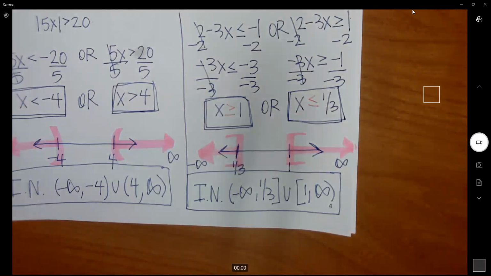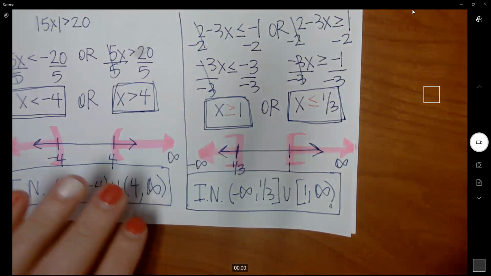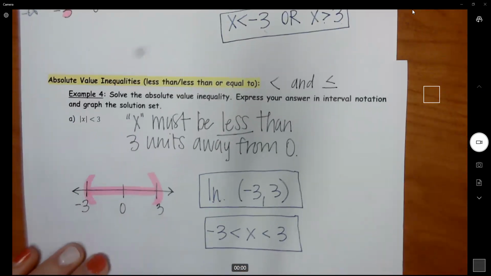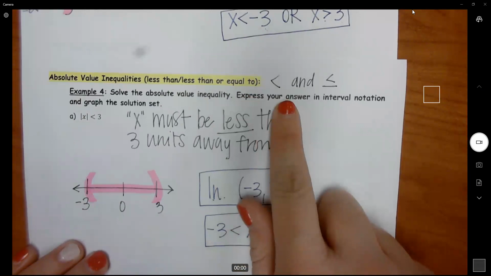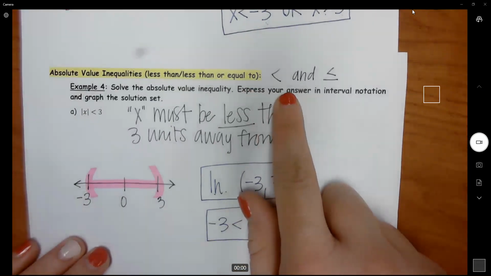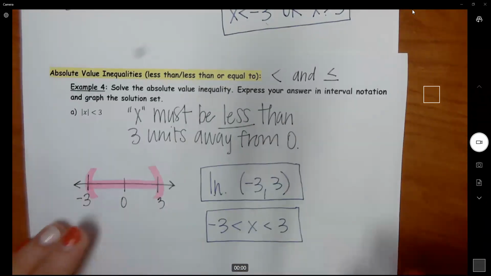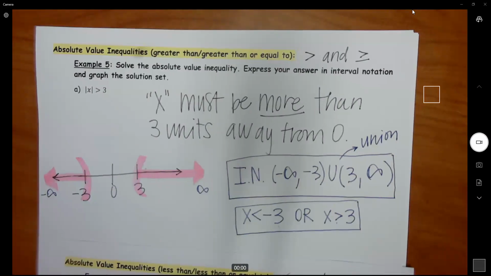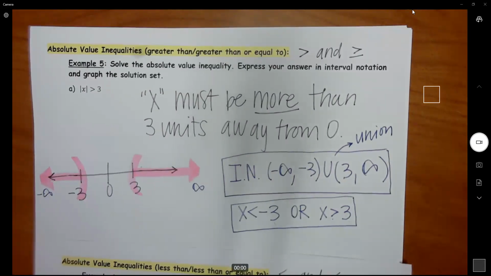Make sure you understand the difference here between your less than and equal to absolute value inequalities and your greater than and greater than or equal to inequalities, because we set them up differently and they look different.